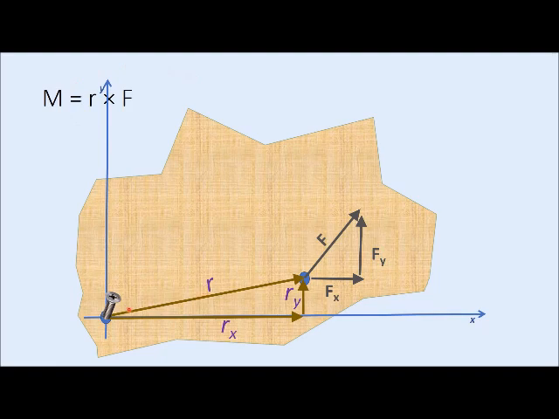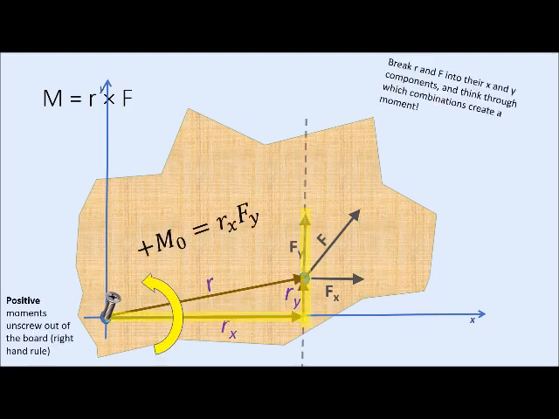For the cross product, we're going to know the x and the y components of our position vector, again, from the axis of rotation to where the force is applied, and then we're also going to split our force into its x and y components. The next thing to ask: which x and y combinations create rotational motion, and which way is that trying to rotate?